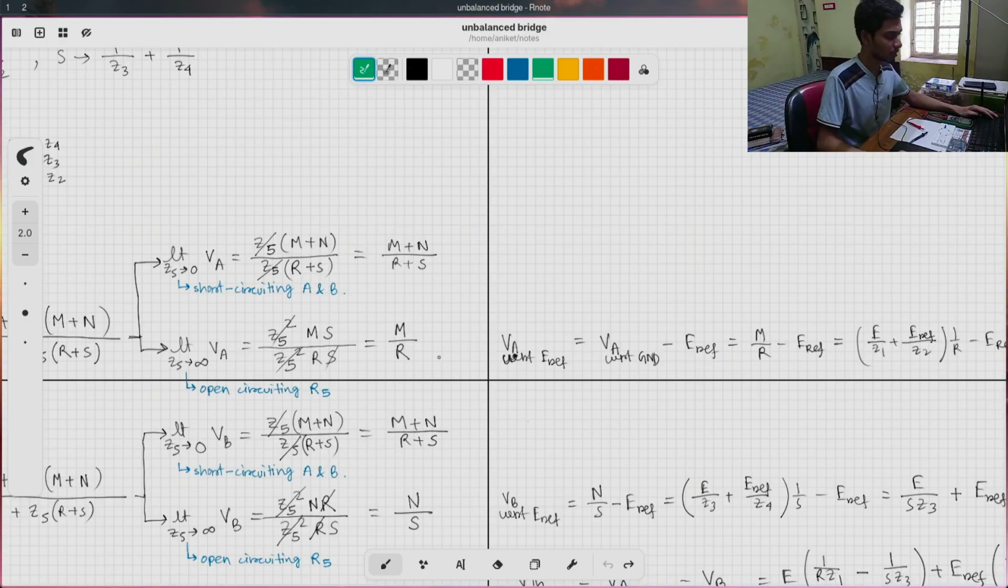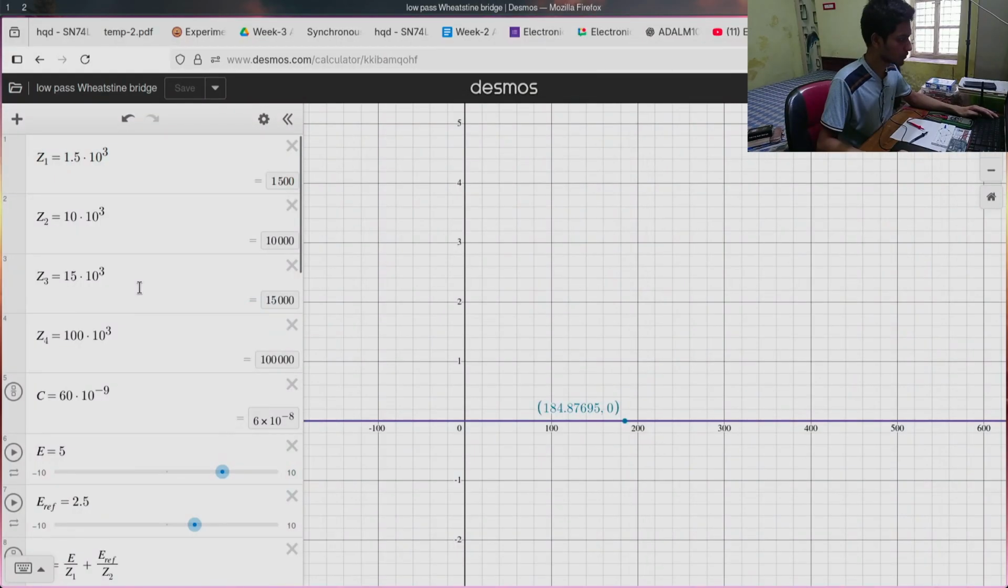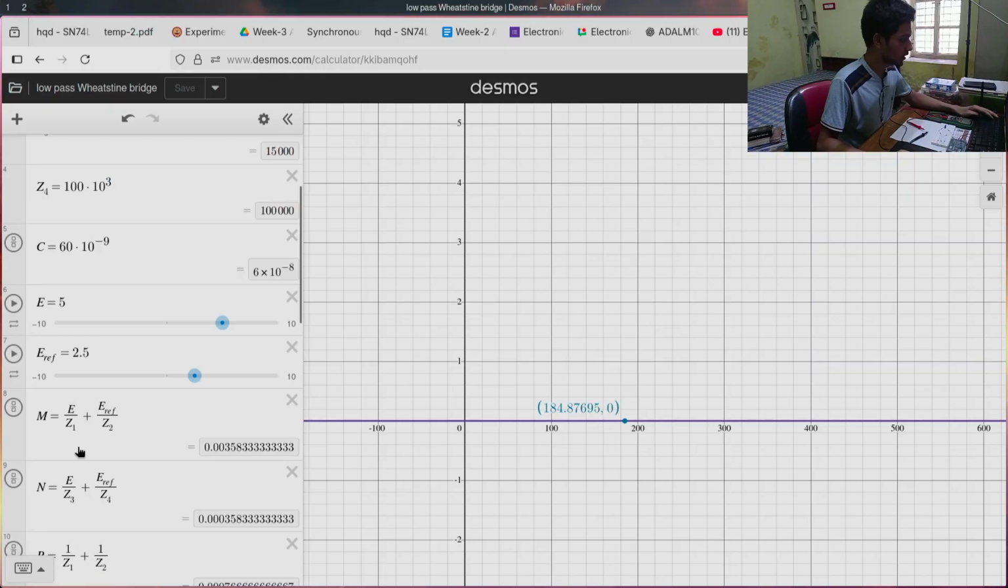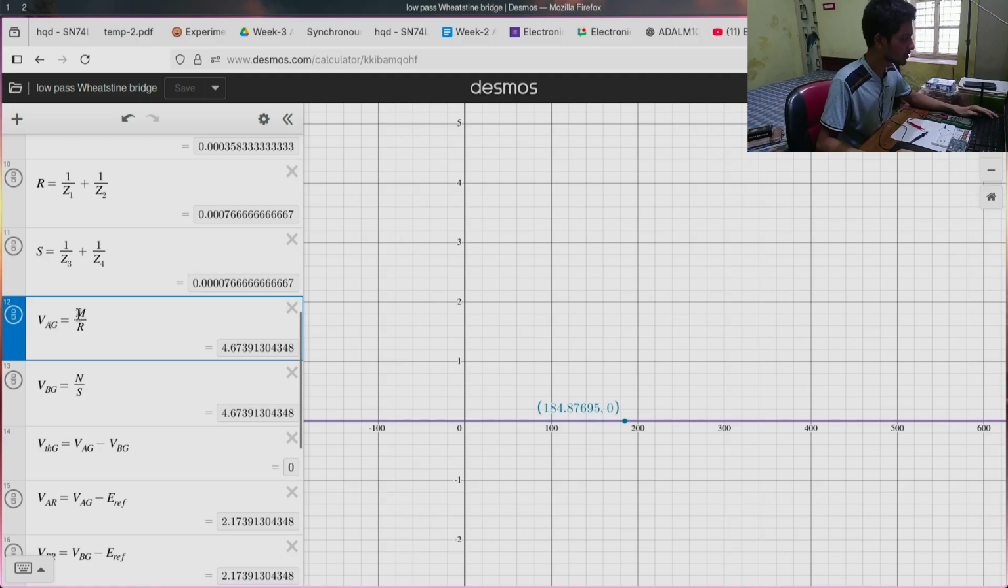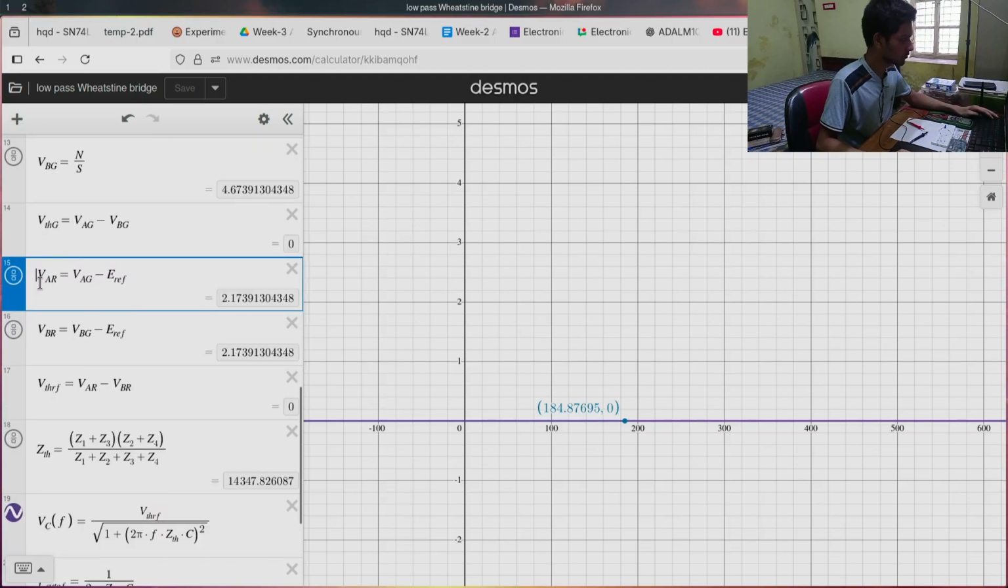So that's what I did, and I used the Desmos to calculate the value. So here are the values of resistances, and we also have calculated the values of M, N, R and S. And then here is the VA with respect to ground, which is M by R, and VB with respect to ground, N by S. Then to find out the value of VA with respect to the reference in the circuit, we subtracted E ref from the value of potential at A with respect to ground, and these are the two values for the balanced case. As you can see, both the values of VA and VB are the same, 2.17, 2.17.